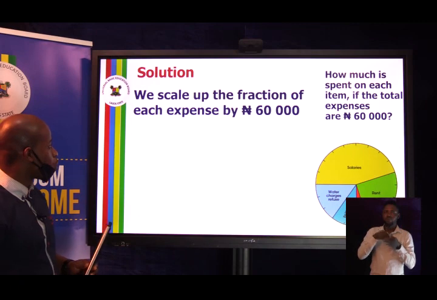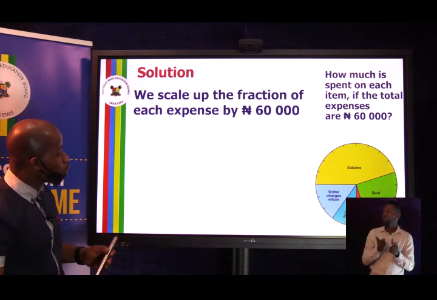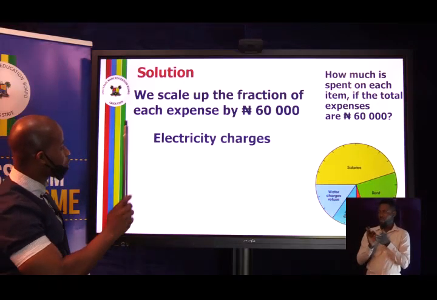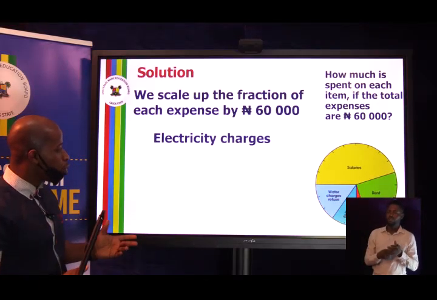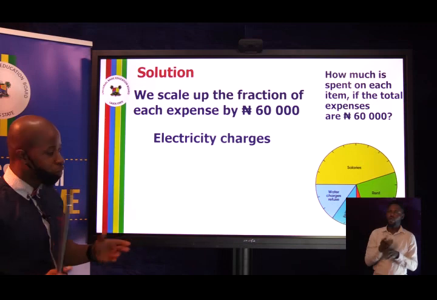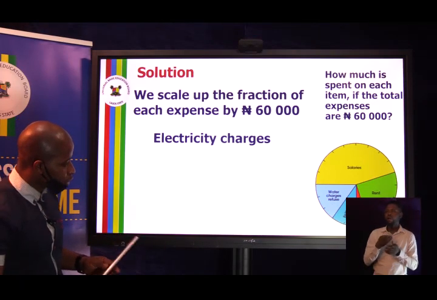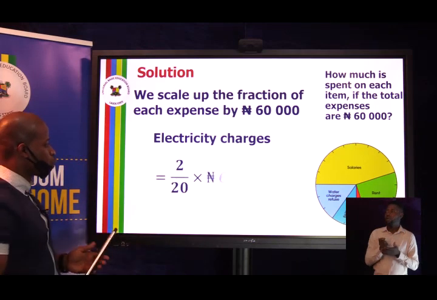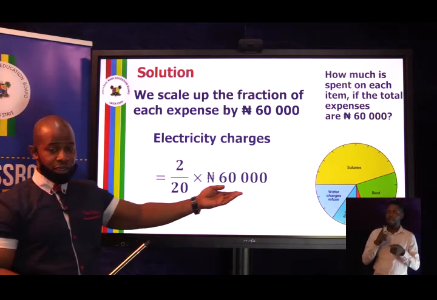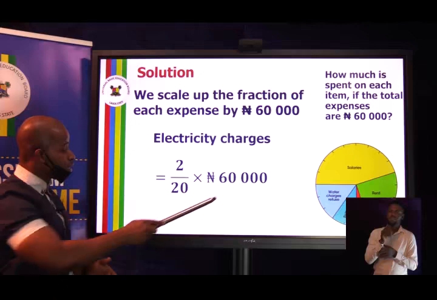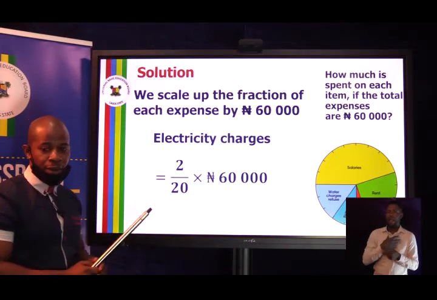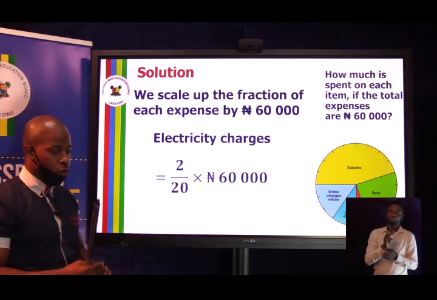So let's take it one by one. For the first one, which is electricity charges, how much is it going to get in terms of expenses? So we look at electricity and see that you have 2 spaces out of 20. So I write that 2 all over 20. Then I have to scale it up by 60,000. It's the same thing as saying 60,000 divided by 20. Then I multiply by 2. That means I give it 2 shares.